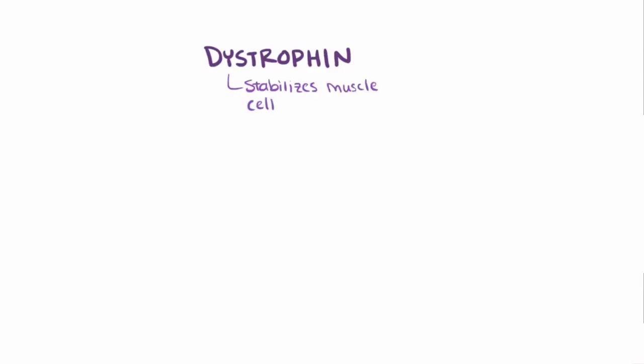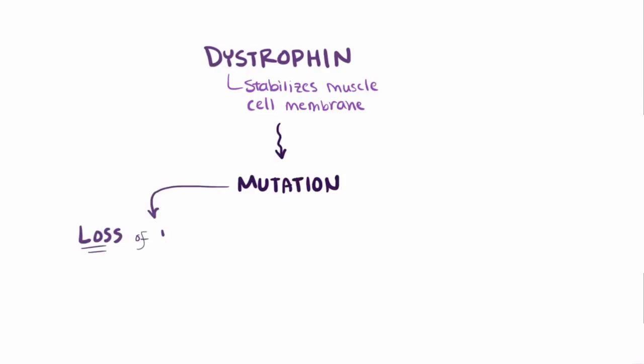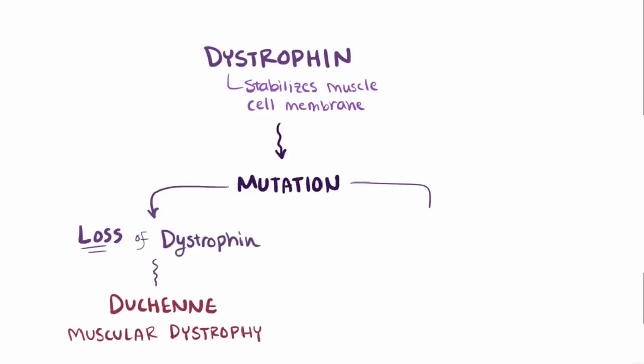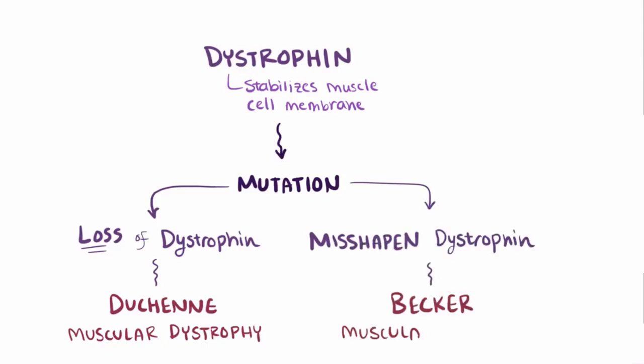Okay, so as a quick recap, the protein dystrophin is super important for stabilizing the muscle cell membrane. Mutations in the dystrophin gene that lead to a loss of dystrophin lead to Duchenne muscular dystrophy, whereas mutations in the dystrophin gene that lead to misshapen dystrophin lead to Becker muscular dystrophy.